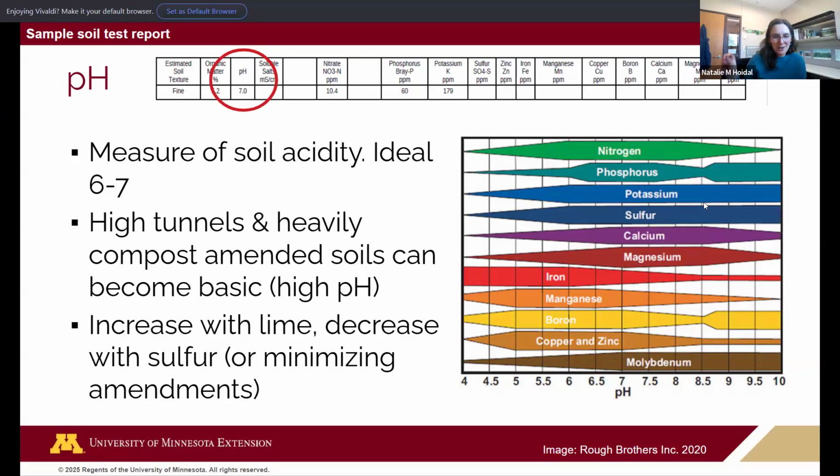Often we see pH creep up when we use a ton of inputs in the garden, and sometimes the answer is to minimize those amendments rather than to add more things to bring the pH down. But if your pH is getting above 7.5, it can be worth considering some sulfur.